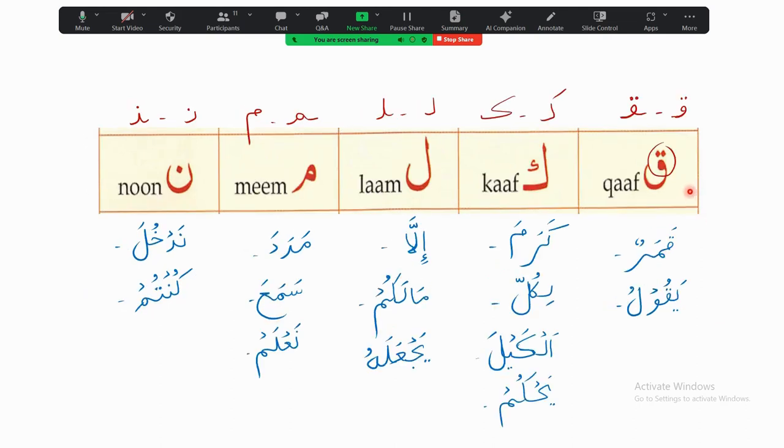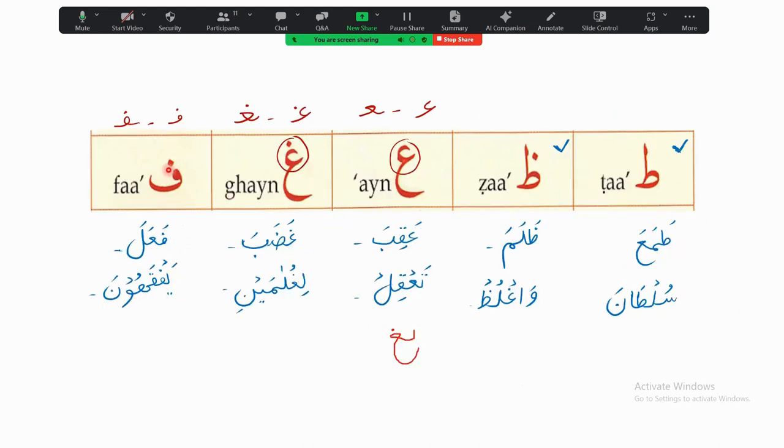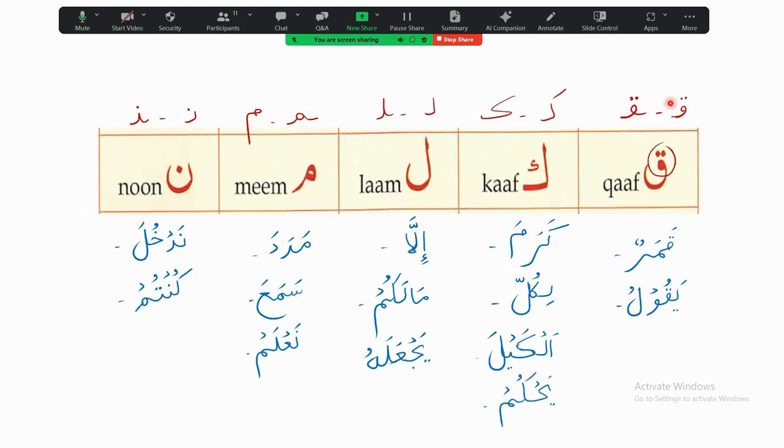For the qaf letter, the heavy qaf, again we take the first part, and it looks like this when it is at the start. Qamarun, right? The qaf letter is at the start here. When it comes in the middle, it will be like this, similar to the way we did fa. The fa letter just had one dot on top of it. The qaf letter will have two dots.